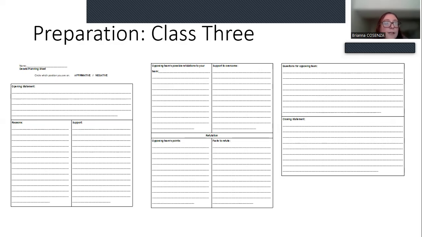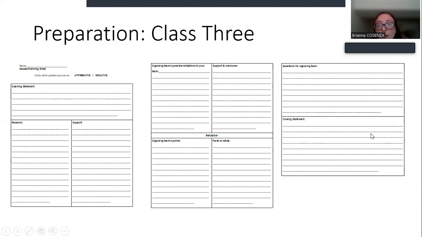And then class 3, of course, is their research. So each student will have a role. There'll be students taking on the opening statement. There will be refutation roles, closing statement roles. And the questions, that's actually everyone in the group.